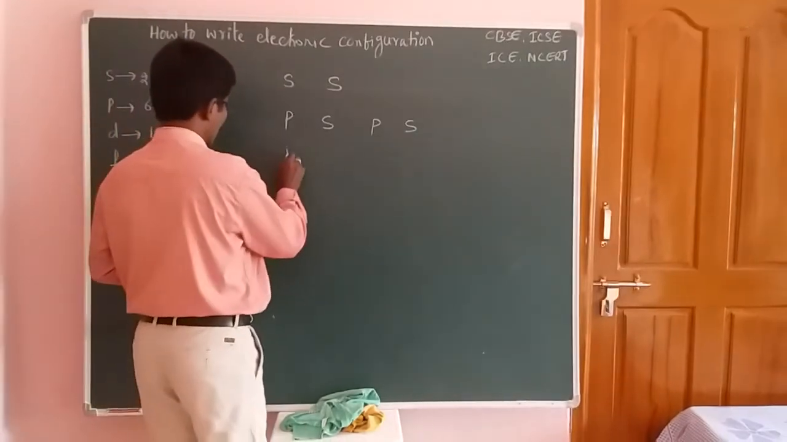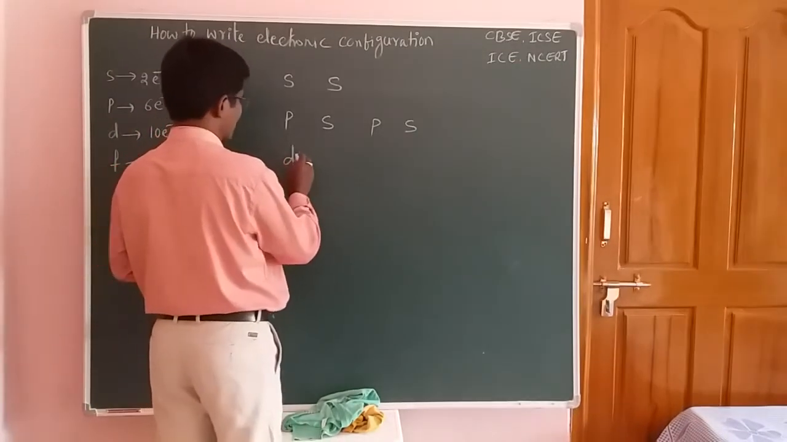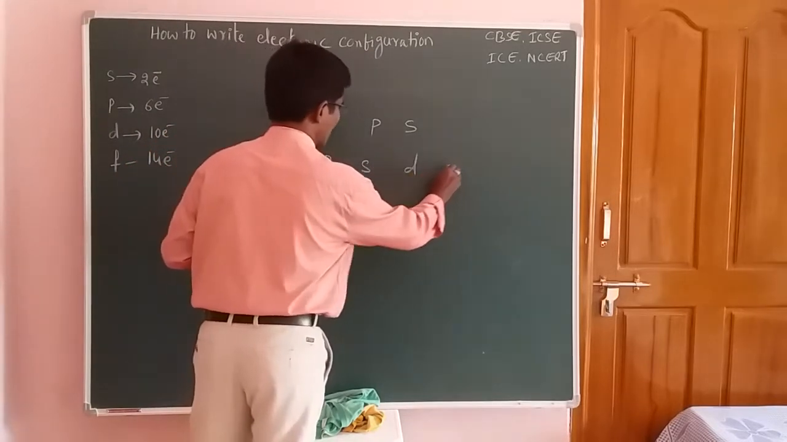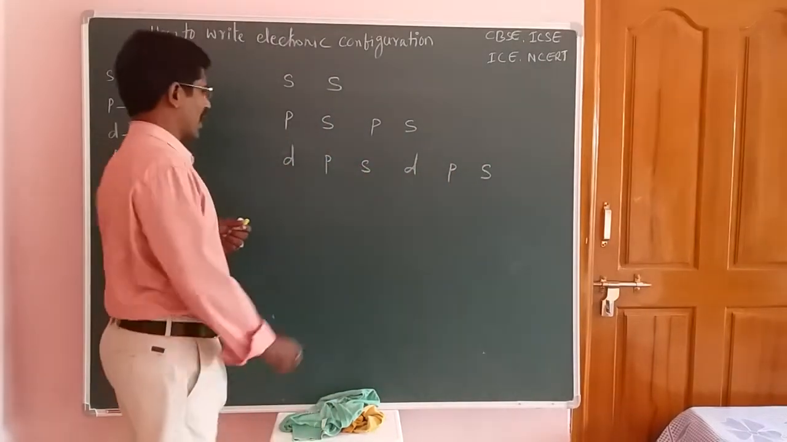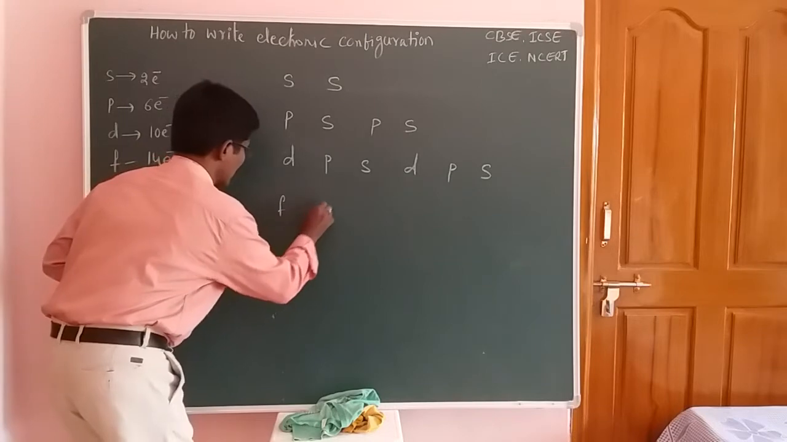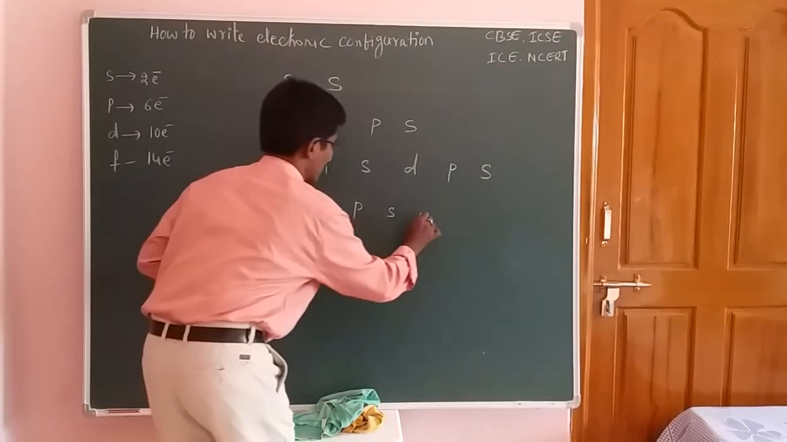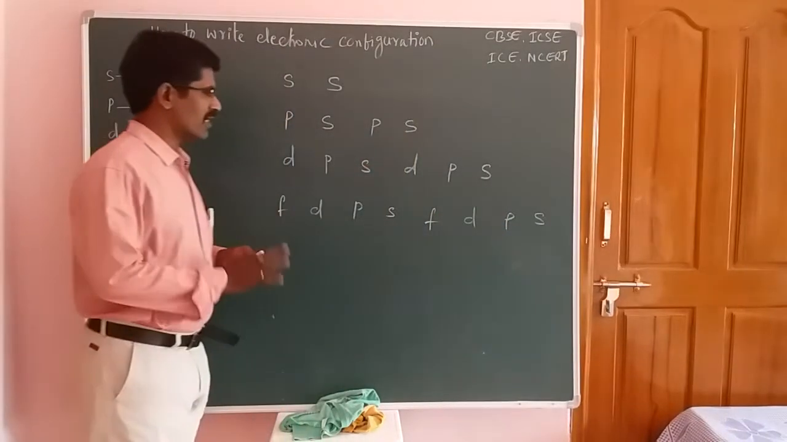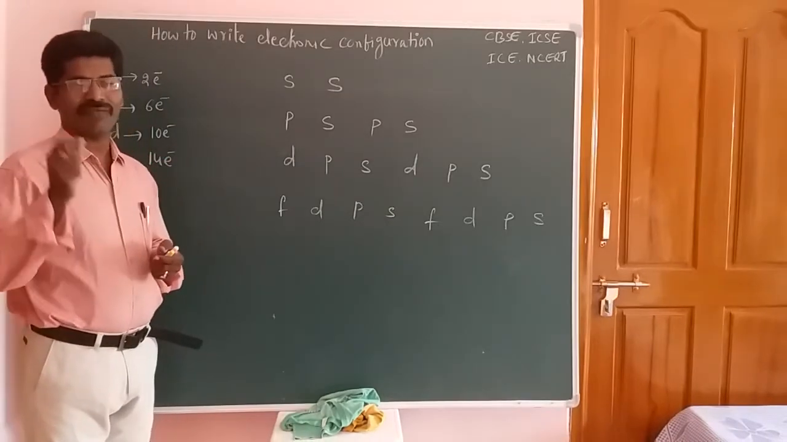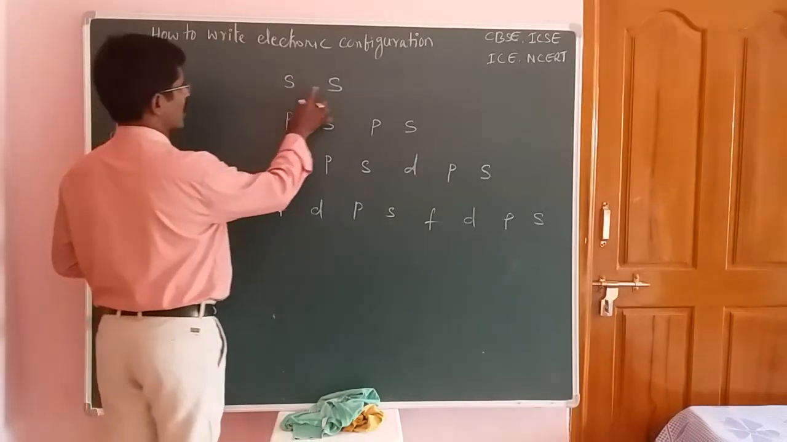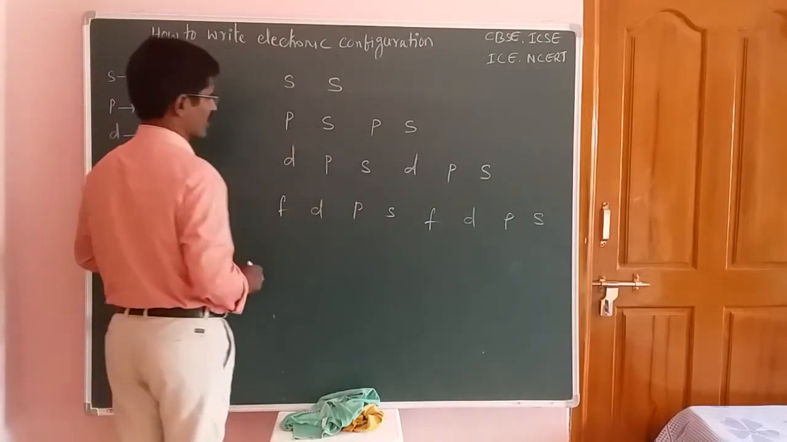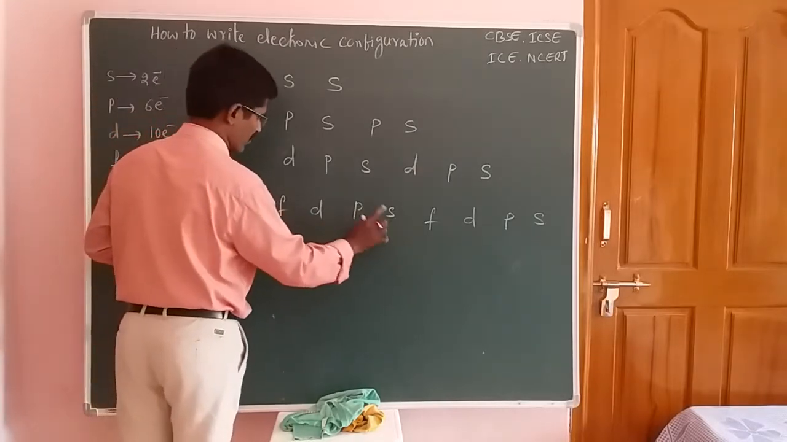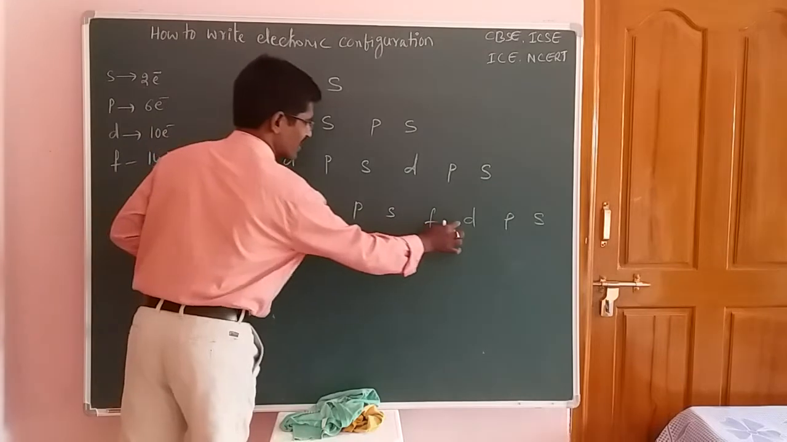And the next one is Delhi Public School, and the next one is Delhi Public School, students. And the next one is Fast Delhi Public School, and the next the same, Fast Delhi Public School. So based on these tricks, we can write the electronic configuration within 1 minute, students. First of all, school and school, public school and public school, Delhi Public School, Delhi Public School, Fast Delhi Public School, Fast Delhi Public School, students.